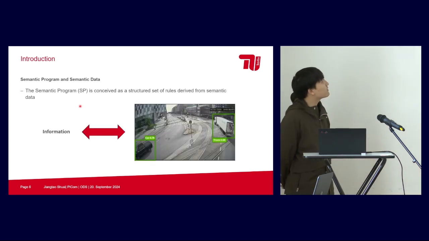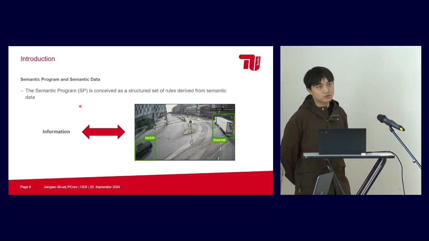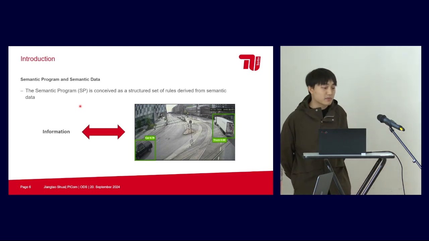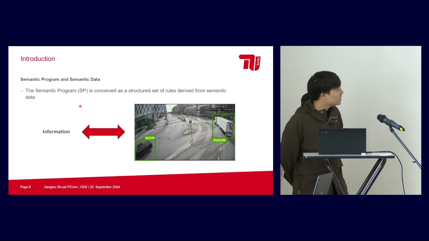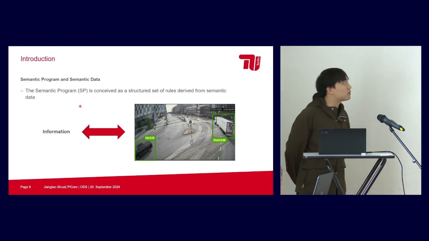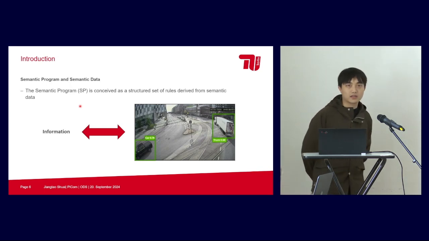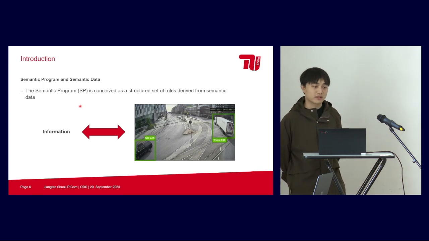So then we have the semantic program. Then we still need to know what the semantic data is, and then we can know why the semantic program can work on it. Let's see, there's an image from the intersection camera. Actually, this image contains a lot of information. The thing behind the semantic program, or behind any kind of query, is to get information from your data.